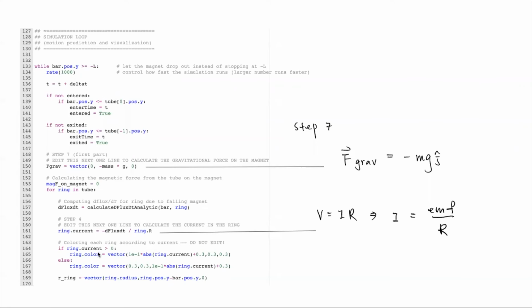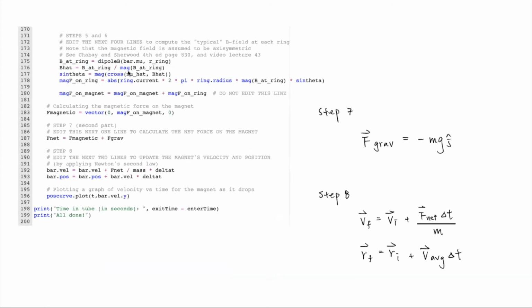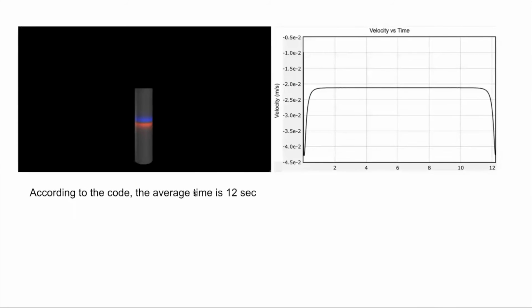As to these two colors, basically they're just showing the different directions, counterclockwise and clockwise, of the induced current. And then this part is just basically adding them together. And in the following part, they're using the vector to find the final positions and final speeds for the magnets. And this will be what you got from the program.